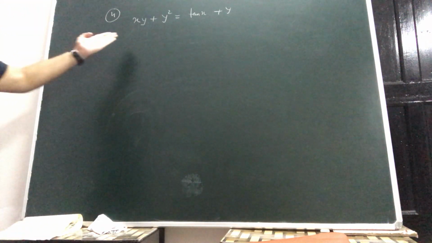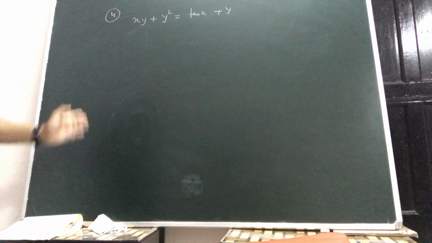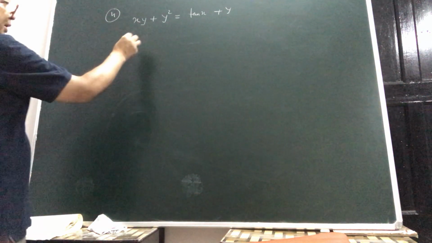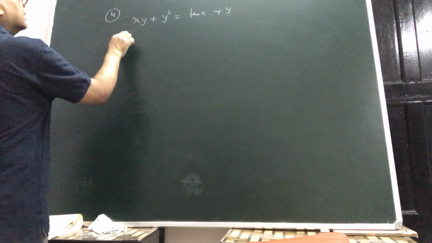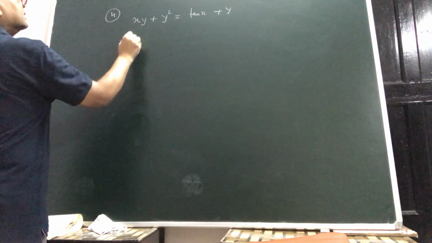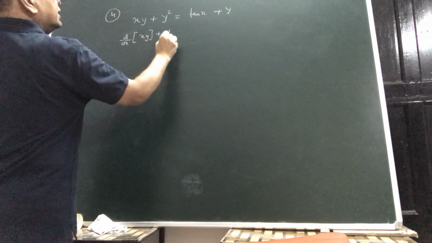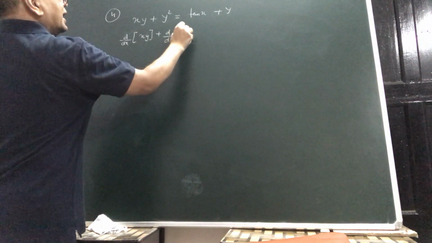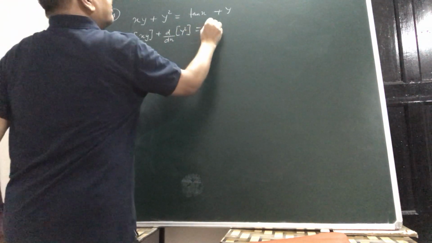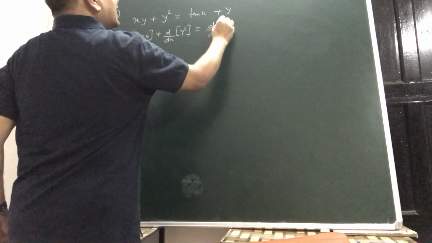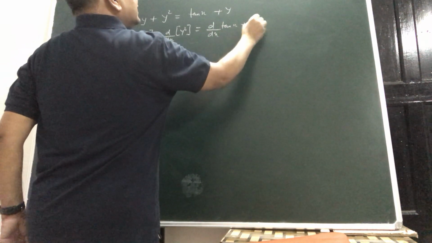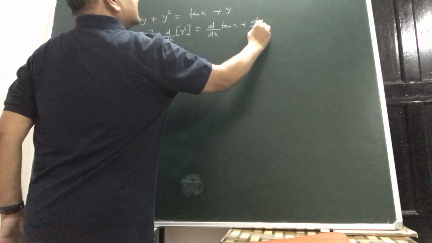So what we will do? Adopt the same theory. You differentiate this entire thing with respect to x. So d upon dx of xy. See, it is a product rule. Plus d upon dx of y square is equal to d upon dx of tan x plus dy upon dx.